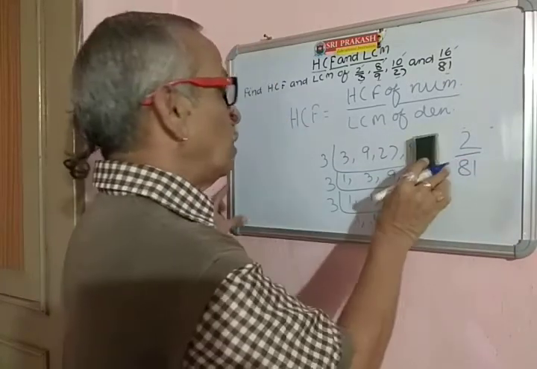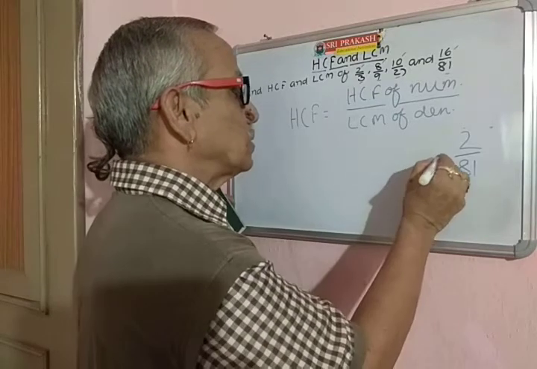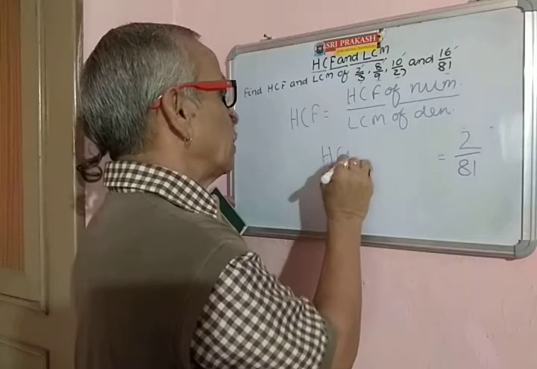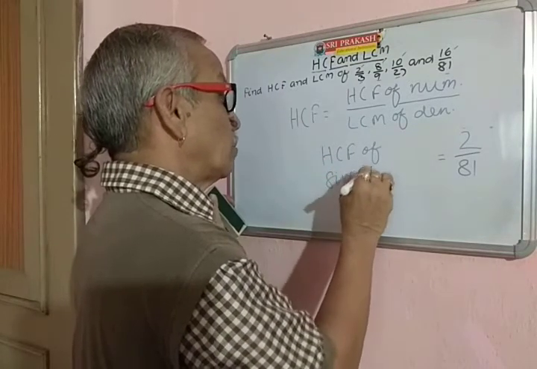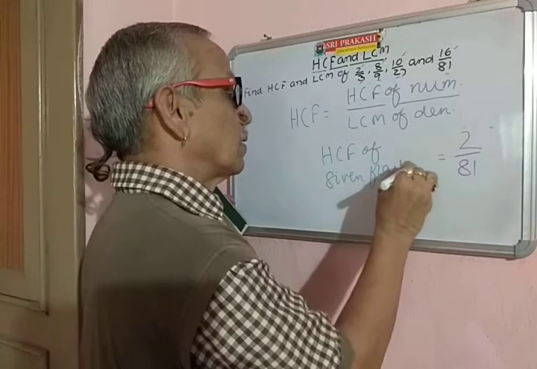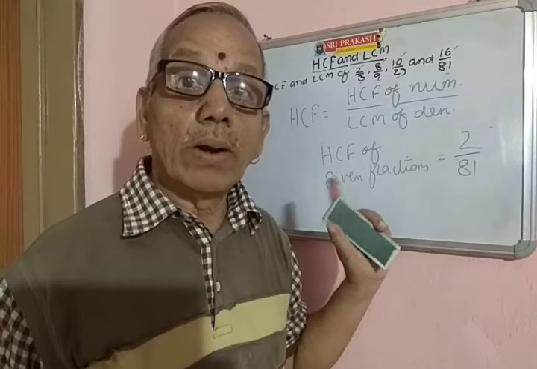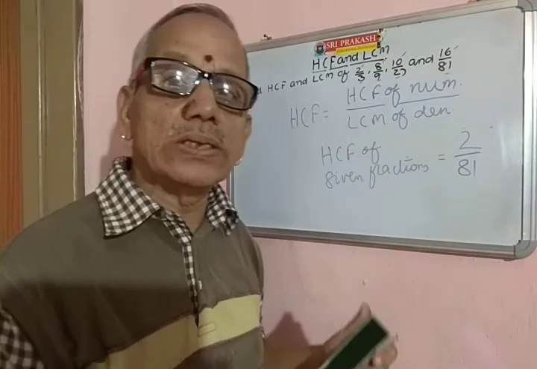Clear? So the HCF of the given fractions is equal to 2 by 81. Understood? Our problem is not finished. We have to find the LCM also.